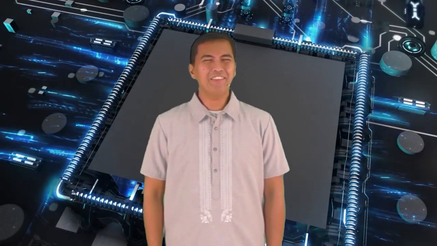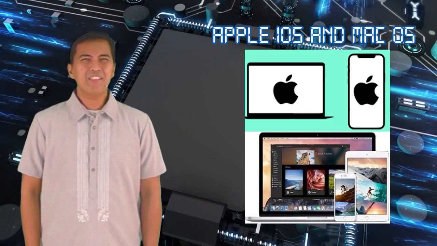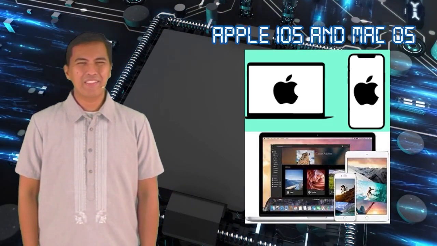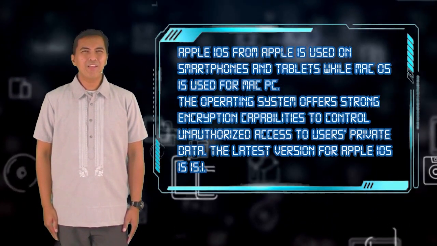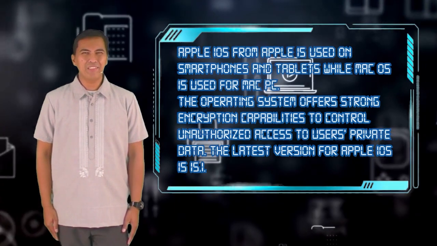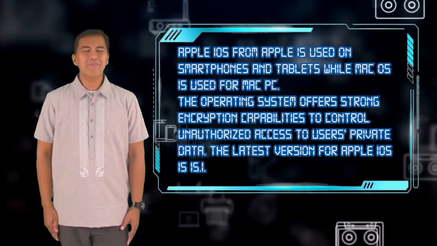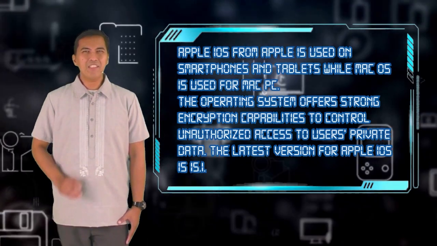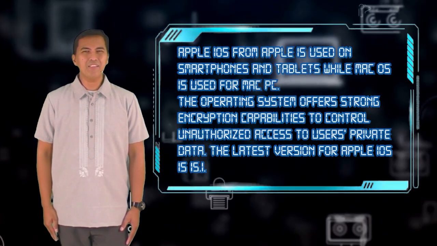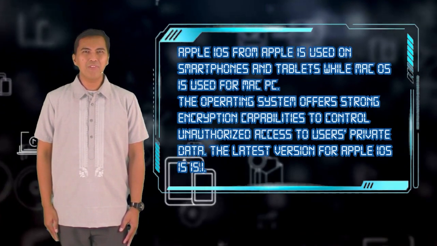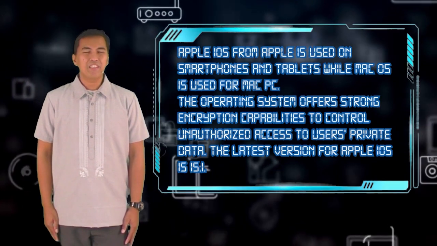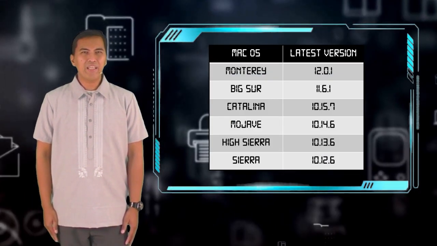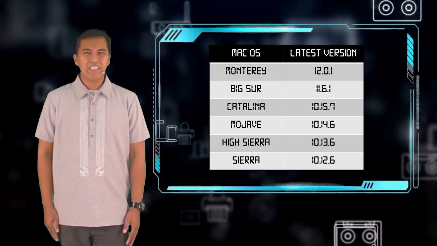Now that you know the details regarding MS Windows, we will now proceed to the next set of OS, which is the Apple iOS and Mac OS. Apple iOS from Apple is used on smartphones and tablets, while Mac OS is used for Mac PC. Both are manufactured by the same company. The operating system offers strong encryption capabilities to control and authorize access to the user's private data. The latest version for Apple iOS is 15.1, while for Mac OS are Monterey, Big Sur, and Catalina.